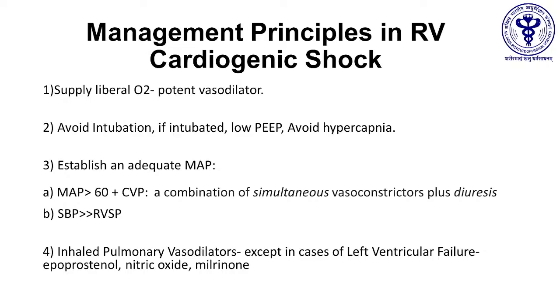So to break the cycle, the only thing you can do is maintain the systolic BP of the patient over the RVSP, and the MAP should be 60 plus the central venous pressure of the patient. Inhaled pulmonary vasodilators, but you have to rule out an LV failure in that case, because that will worsen the pulmonary edema.